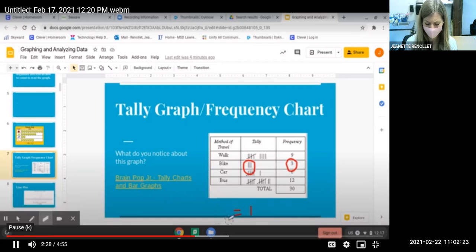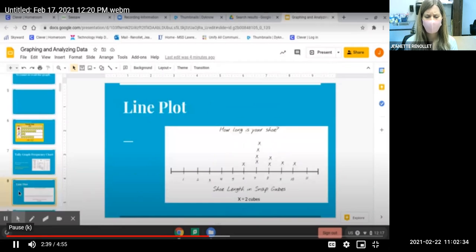Remember, in 3rd grade, we will be looking at examples where the scale is not 1, and we have to skip count in order to read the graph correctly. This is called a line plot. Notice it looks like a number line, and we are plotting little X's. I notice this one does have a scale that is different than 1. At the bottom, sometimes a graph will have a key, and they will tell you what the scale is. In this line plot, each X is equal to 2.